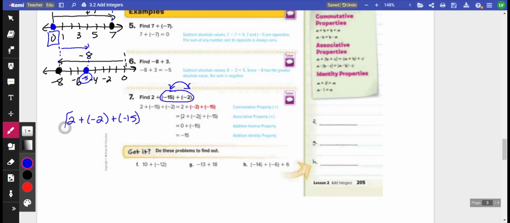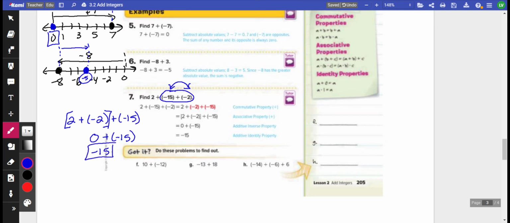Well, I'm making a pattern, and I know that 2 plus negative 2 equals 0, because they're additive inverses. They're opposites. So 0 plus negative 15 simplifies down to negative 15.